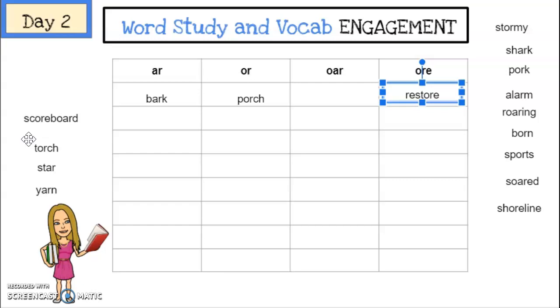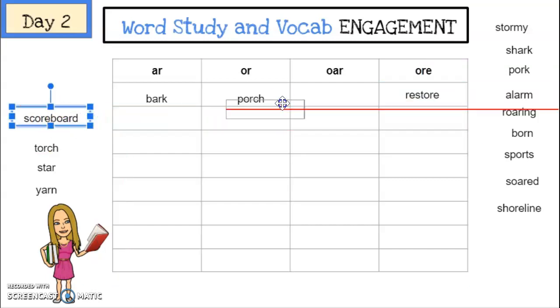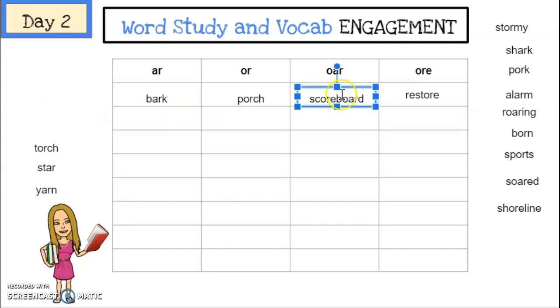scoreboard. Scoreboard. That's a tricky one. I'm going to put that into my OAR column. Now, what would happen if I separated those two words into score and board? Would I still put score under OAR if they were two separate words? No, I'd put it under my ORE column.